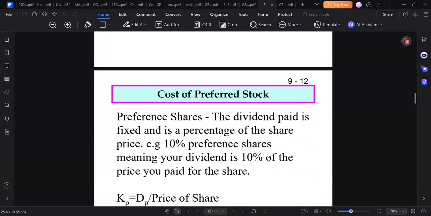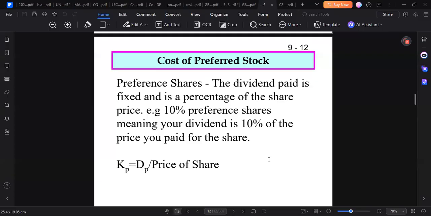We now look at preferred stock. What is the cost of preferred stock? We have preference shareholders, like we discussed. These are paid earlier. They have a fixed dividend, a stated percentage. Unlike the ordinary shareholders, they are paid first, but they have no tax shield. So the formula is simply the dividend paid over the price per share, which is the required rate of return.